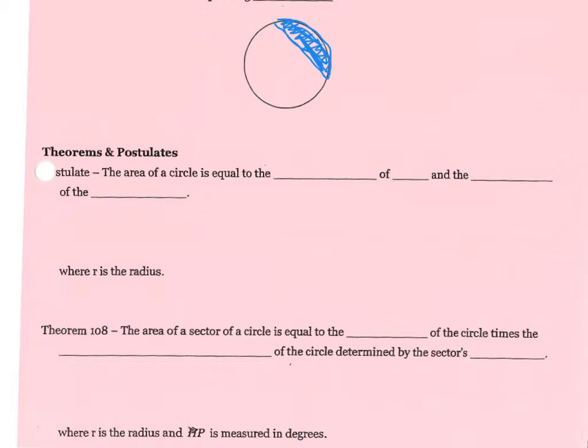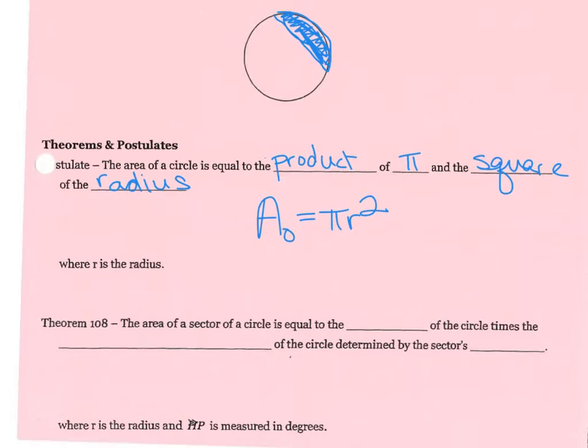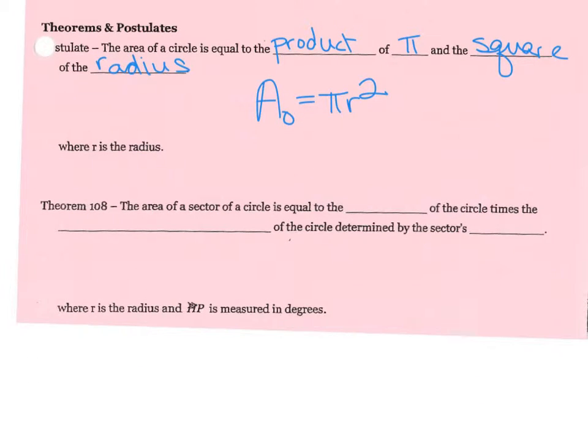Theorems and postulates. The first one says the area of a circle is equal to the product of pi and the square of the radius. And you already know this formula. So area of a circle is equal to pi r squared, where r is the radius.